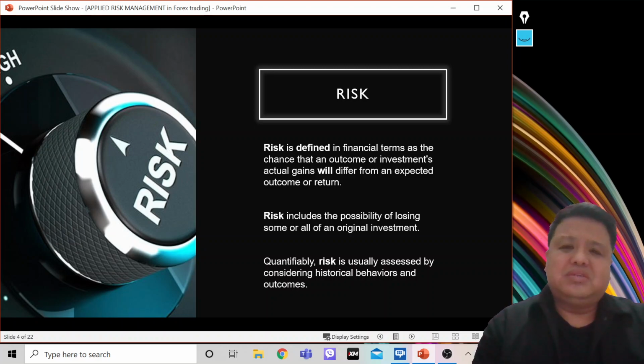Sa Forex, napaka-risky po ng trading natin kasi tayo ay gumagamit ng leverage o margin trading. Okay, so kailangan naintindihan natin ano po yung risk na kinakaharap natin sa pagte-trade po ng Forex. Now, quantifiably, risk is usually assessed by considering historical behaviors and outcomes. So, tinitingnan din natin yung mga past performance natin, yung past results ng ating trading, and this can also be a basis of our expectations.